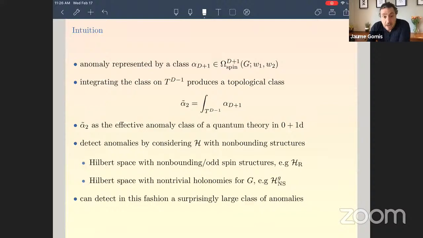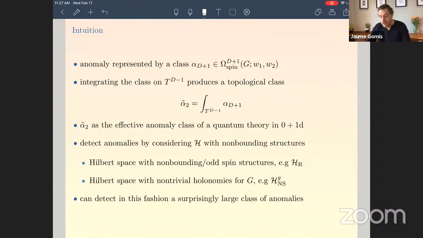So essentially, now we can get an intuition about the anomalies by looking at the effective anomaly class of a 0+1 dimensional theory. Now, this point of view tells you immediately where you should be looking in the Hilbert space to detect anomalies. Usually when you study your theory on a manifold, you have to supply the manifold with certain structures.